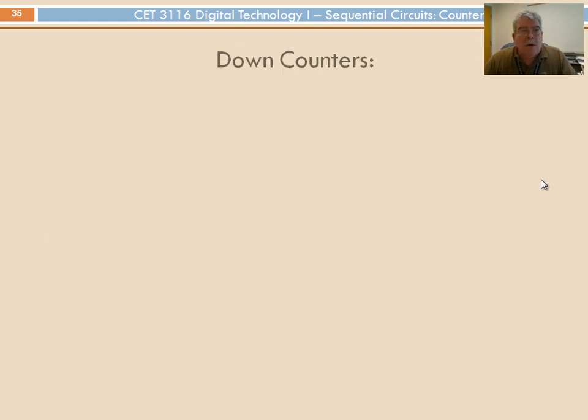Well, next we're going to be talking about down counters. We want to see down counters in ripple counters. We want to see them come back with synchronous up-down counters, and we want to look into some interesting examples of counters that come as packages or integrated circuits. Okay, well, don't go.